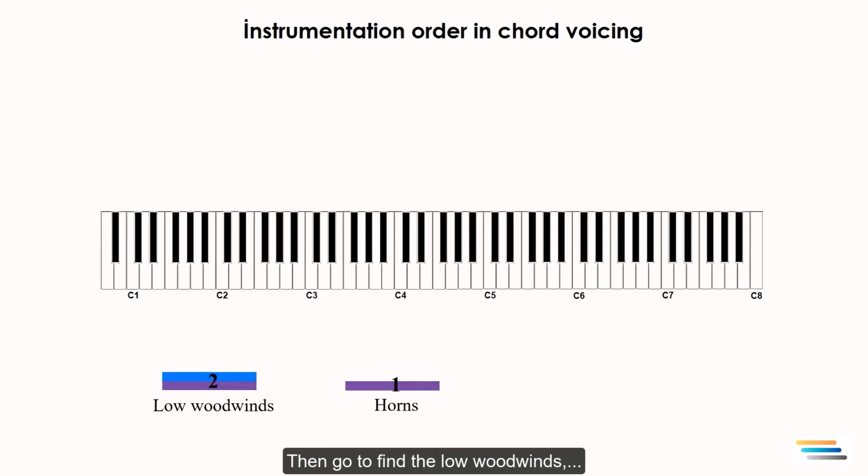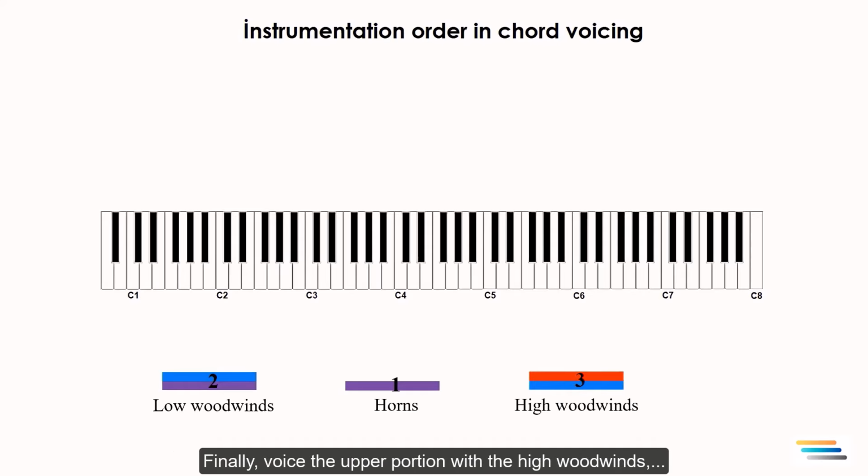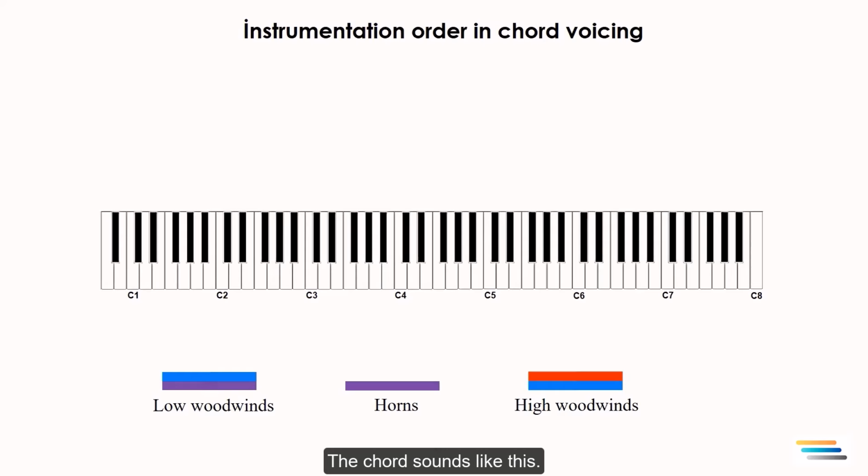Then go to find the low woodwinds, which consist of the contrabassoon, bassoons and bass clarinet. Finally, voice the upper portion with the high woodwinds, which contain clarinet, oboe and flute families. So, let's voice the first chord. The chord sounds like this.